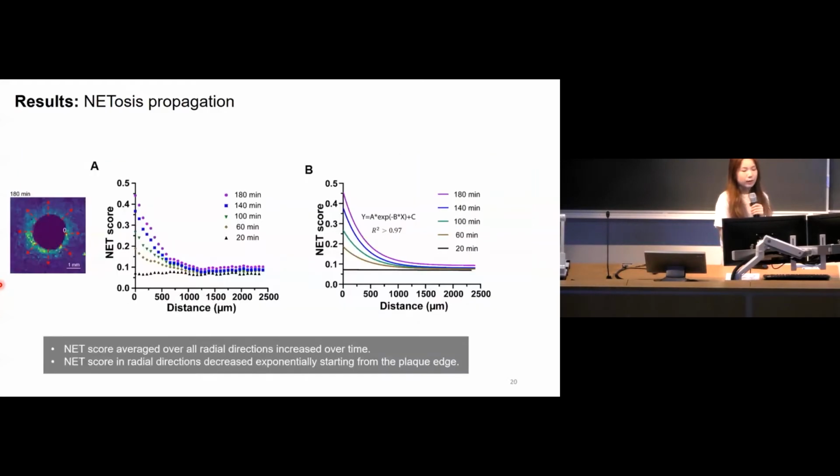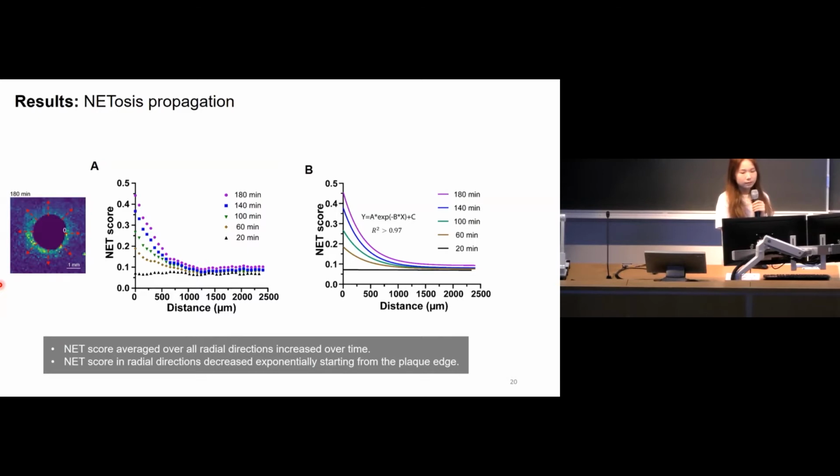And to assess the propagation pattern, we obtained the propagation profiles by averaging the NET score over all radial directions at different time points. As shown in figure A, the x-axis shows the distance to the edge of the NET plaque, and the y-axis shows the averaged NET score.